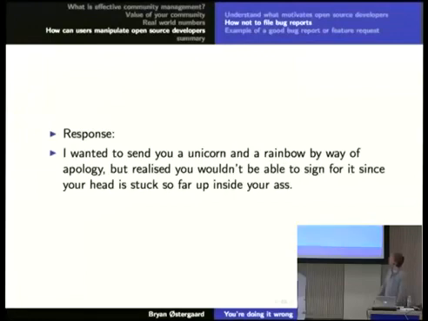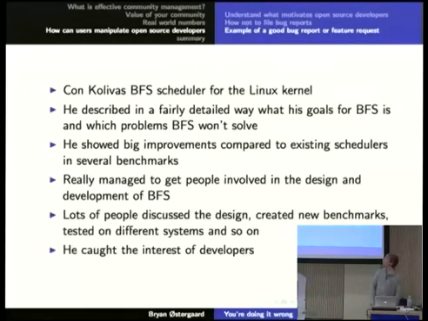And that's the response he got. So I wanted to send you a unicorn and a rainbow by way of apology, but realized you wouldn't be able to sign for it because your head is stuck so far up inside your ass. See, this is the typical response you get when you submit really, really bad bug reports, and you deserve it. That's the worst part of it. And there's a lot of bug reports like this coming from open source developers, which is beyond belief, but they can be just as bad.